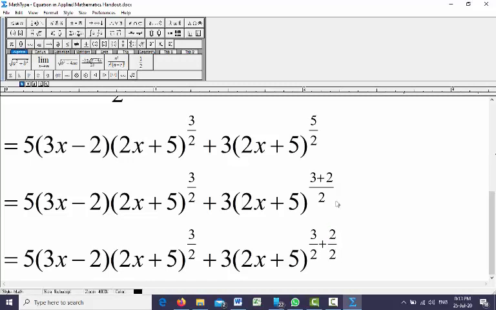We can split it this way, because here you have 3 plus 2 divided by 2. So the numerator's items we can separate like this. If you separate it like this, the LCM will still be 2, so 3 plus 2 we will have in the numerator. So here again, 2 divided by 2 can be written as 1.